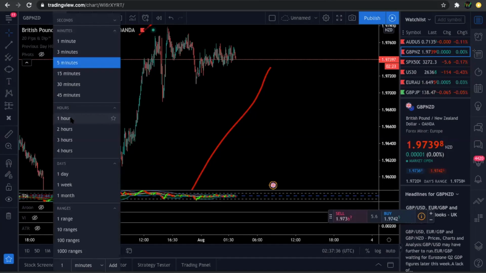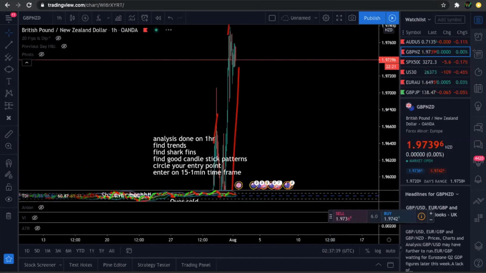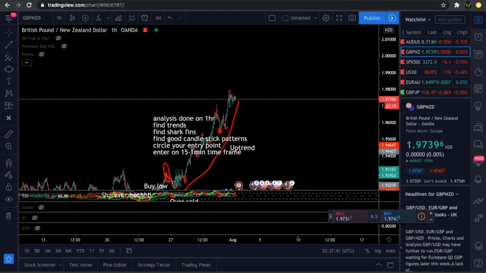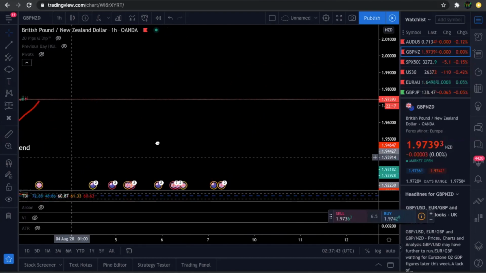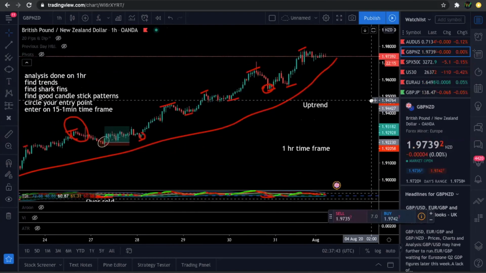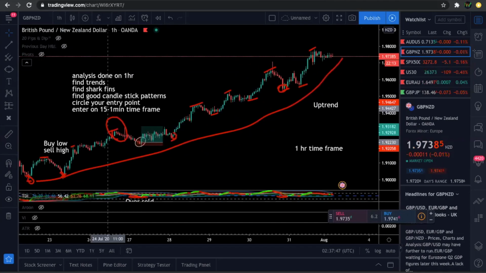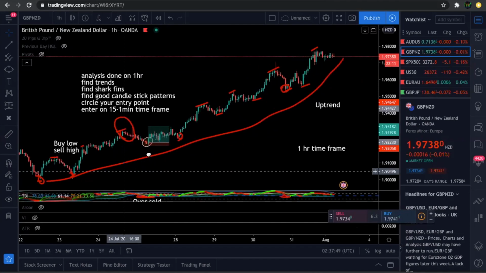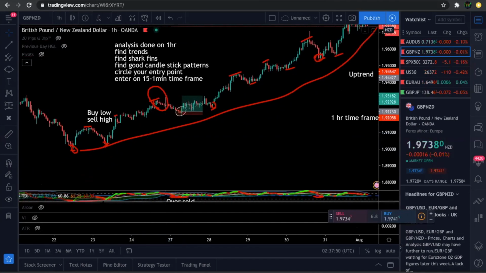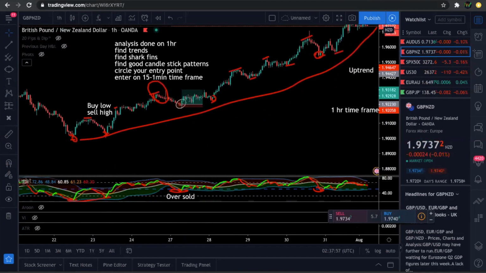So that's my shark fin strategy, guys. It's one of the easier strategies, especially if you want to trade on your phone. And if you guys need help getting that TDI indicator on your phone, just message me personally, and I'll send you the settings that you need to put in your phone.